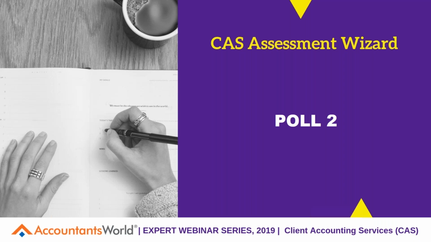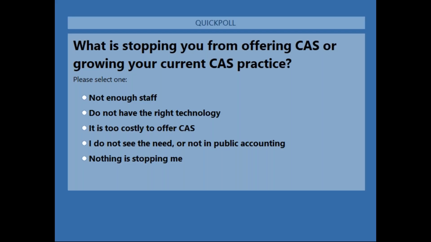Yep, we'll go ahead and get the second poll up. All right, folks, so you should see the second poll question open in front of you now. And the question is, what is stopping you from offering CAS or growing your current CAS practice? And so there are 4 options there, and then the 5th option is nothing stopping me. So if you feel like you are full steam ahead and there are no major barriers, you can go ahead and select that one. Otherwise, select whichever of these is most applicable to you.